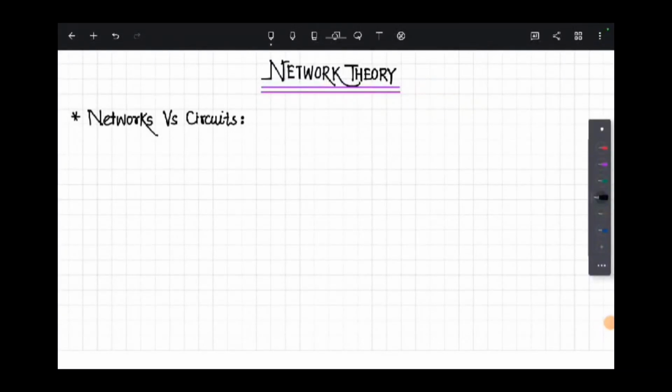Today we'll be delving into the concept of networks versus circuits. This is one of the basic concepts in network theory. Though networks and circuits are used interchangeably, there is a subtle difference between these two terms. We'll get into the core of it. Let's start with networks and what is its definition.